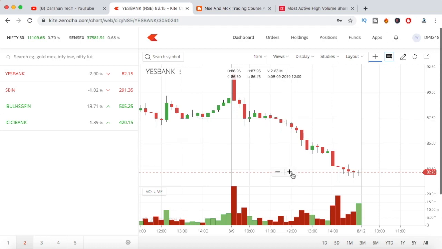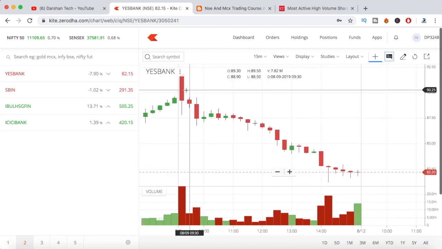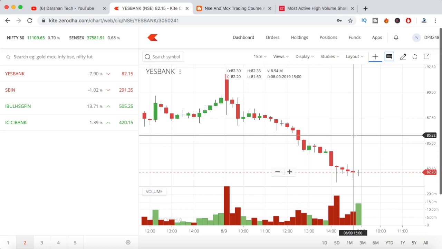For example, as you can see here, SBank on the Friday, that is on 9th of August, opened at 91.80 and the stock made a full way down. Okay, the all day trend was to the downside, that was towards the sell side.